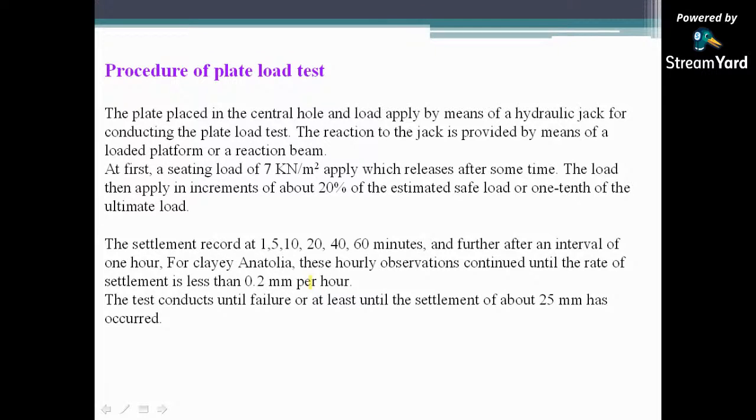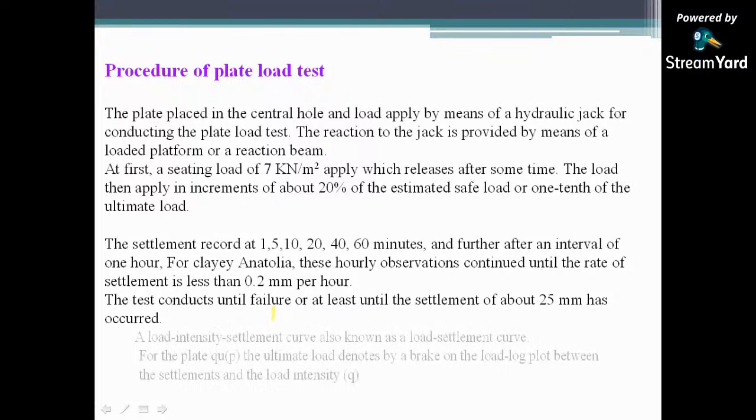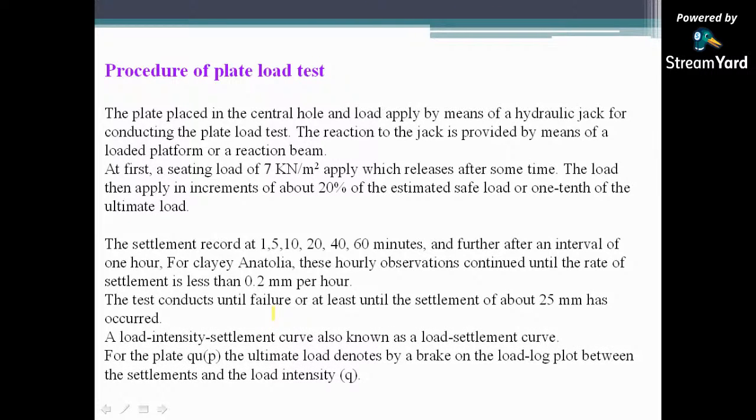The test is conducted until failure or at least until the settlement of about 25 mm has occurred. If on your dial gauge 25 mm occurs, then you have to stop the test. Or before 25 mm, if the test fails, then you have to stop the test.